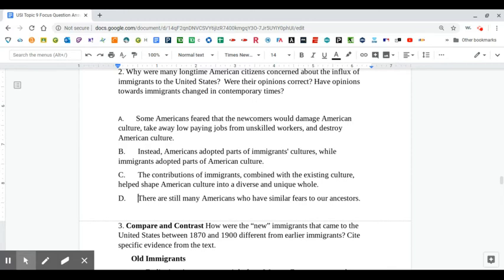Instead, Americans adopted part of immigrants' cultures, while immigrants adopted parts of American culture. And that's even true today. We see a lot of different cultures who have influenced the United States in a positive fashion, and we enjoy the different cultures and the cultural aspects of the United States today. The contribution of immigrants combined with the existing culture helped to shape American culture into a diverse and unique whole. However, there are still many Americans who have similar fears to the periods of the late 1800s and early 1900s.